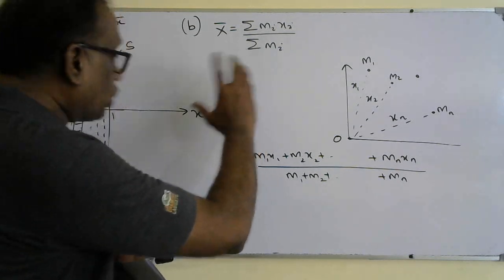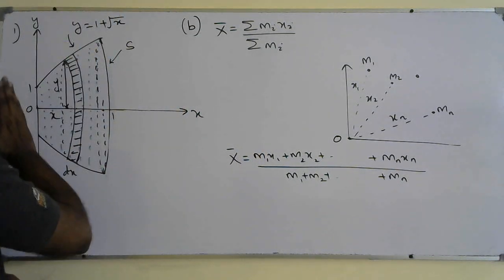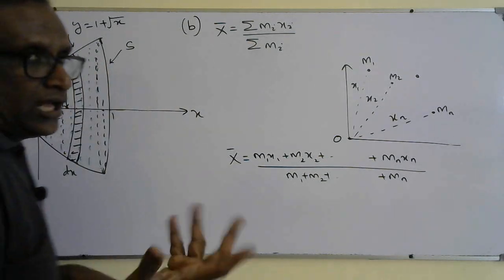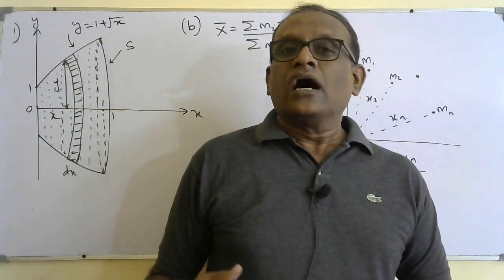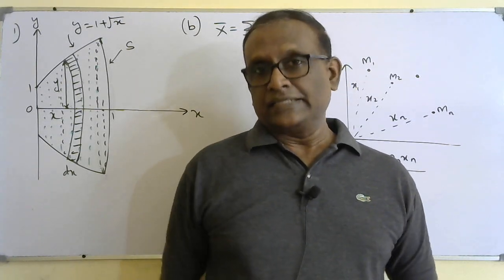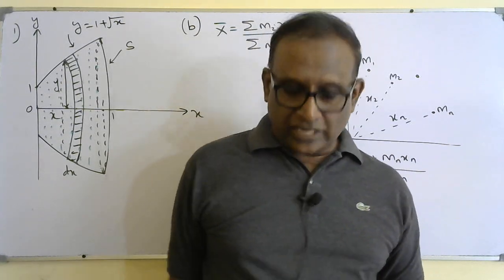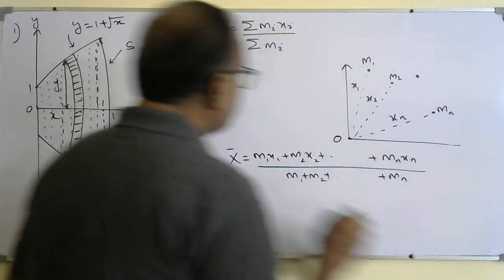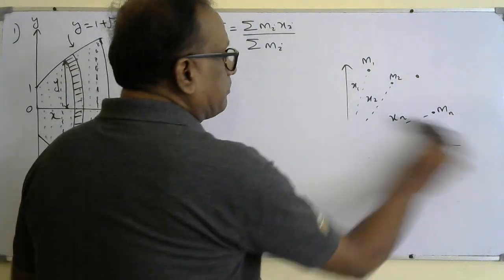Sigma mi is the total mass of the disk that could fill the whole volume. That means that's the total mass of the solid S. Total mass of the solid S means total volume of S times the density of the material, where density is what we consider as mass per unit volume. Okay, so the same idea we are going to do here. So we first will write what could be the sigma mi.